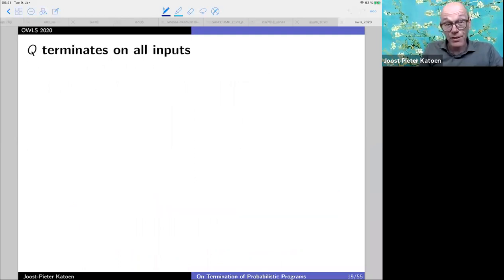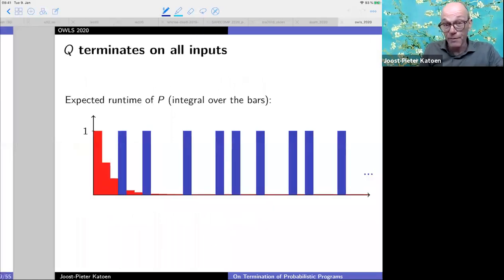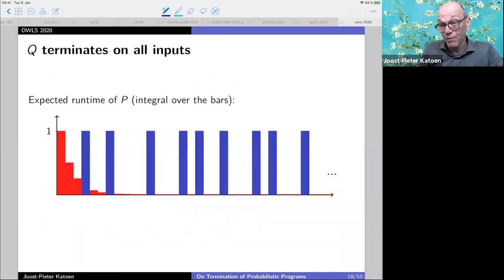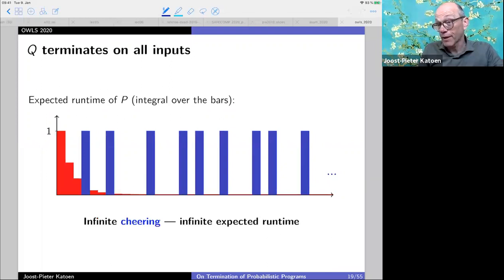The second case, Q terminates on all inputs. Well, if Q terminates on all inputs, we have plenty of those blue pillars because we're going to tier on every termination for every input. Every pillar has height 1, explained just before. So that means infinite tiering, infinite expected runtime, end of the correctness proof of the reduction.